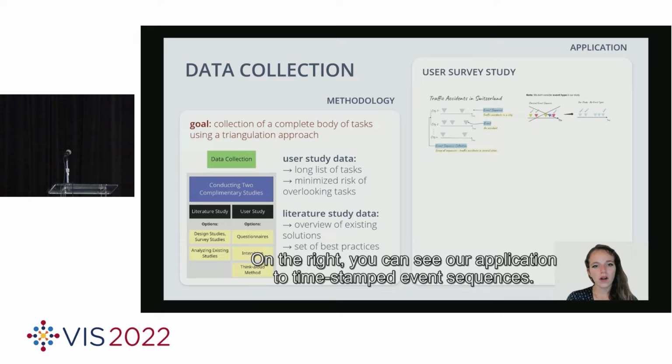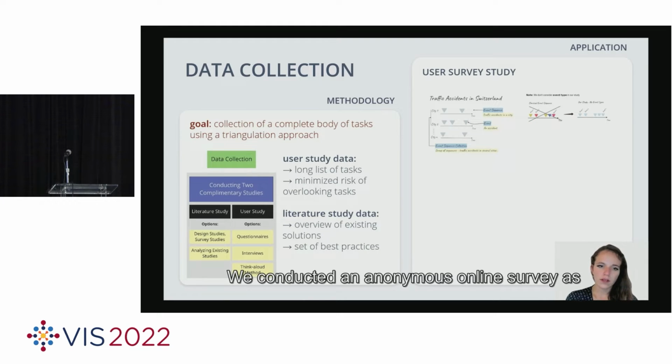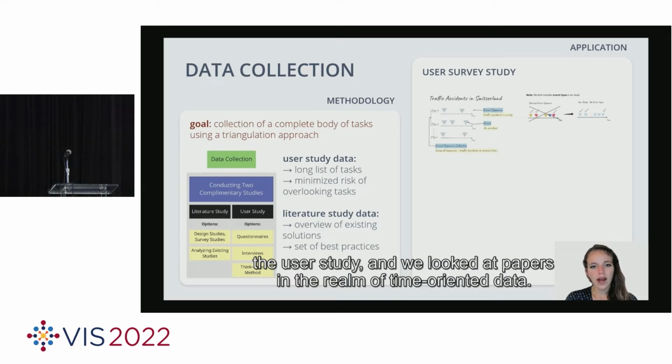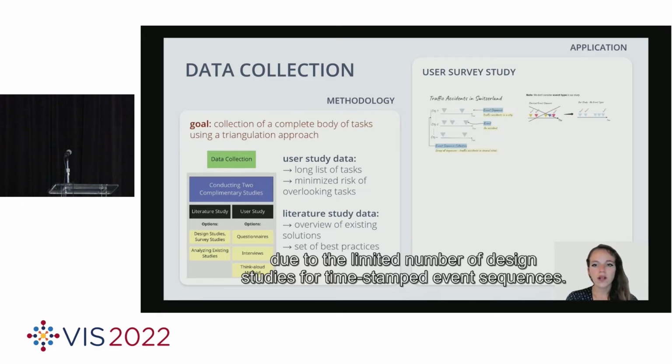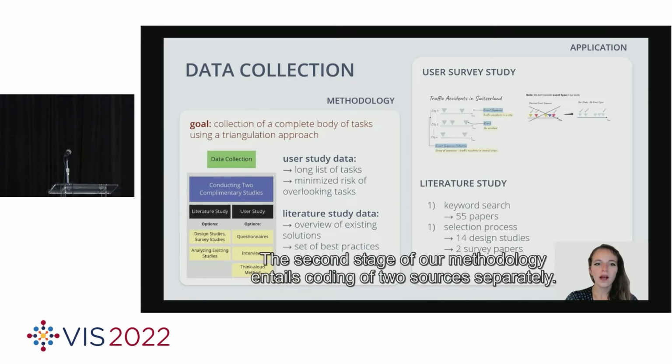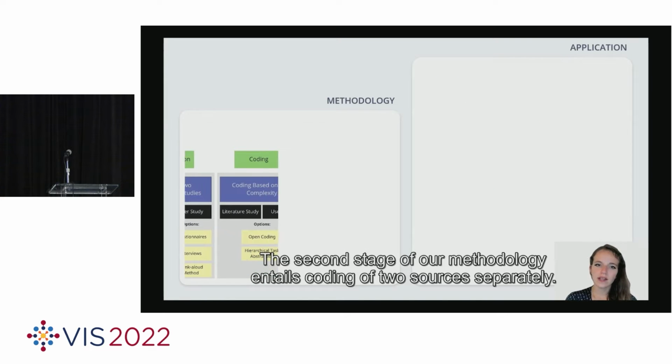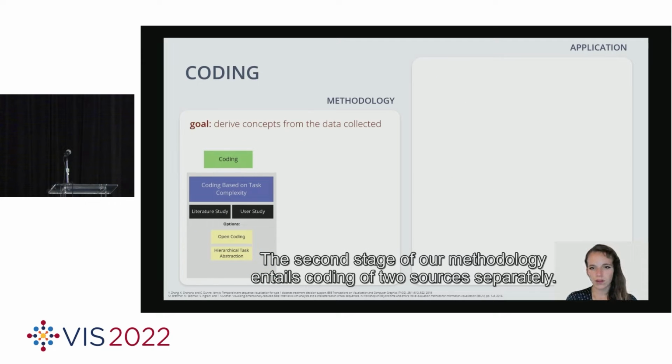On the right, you can see our application to time-stamped event sequences. We conducted an anonymous online survey as the user study, and we looked at papers in the realm of time-oriented data due to the limited number of design studies for time-stamped event sequences. The second stage of our methodology entails coding of two sources separately.